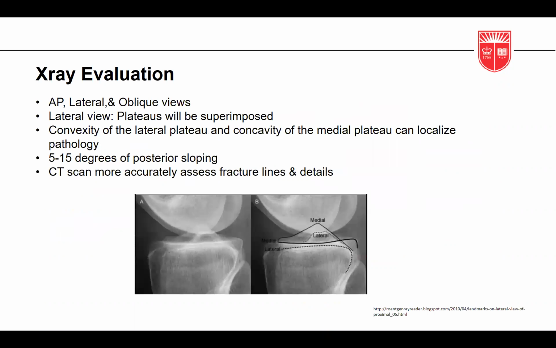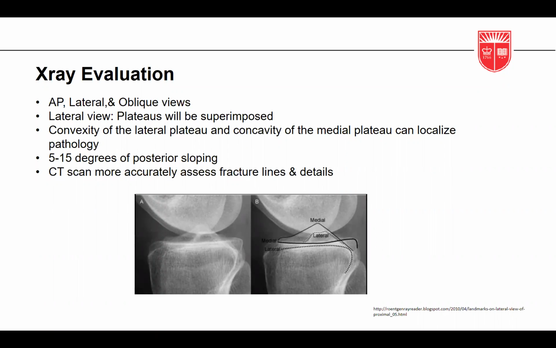When suspicious of the presence of tibial plateau fractures, the initial imaging will be x-rays. The plateaus in the lateral view will be superimposed onto each other. However, the convexity of the lateral plateau, as well as the concavity of the medial plateau, allows you to differentiate between the two. When assessing for fractures, you can look for disruption of the convexity, as well as disruption of the concavity of the medial plateau.